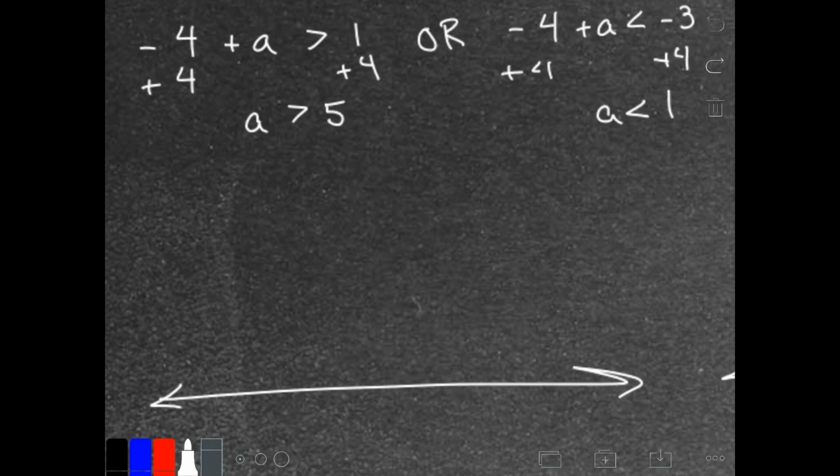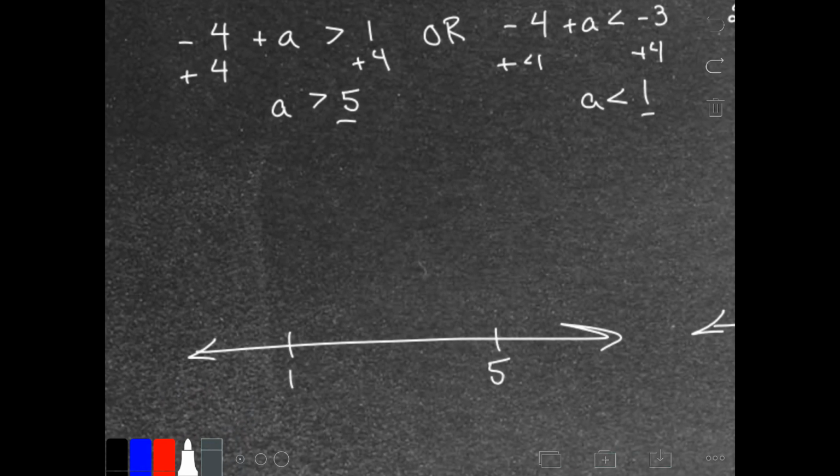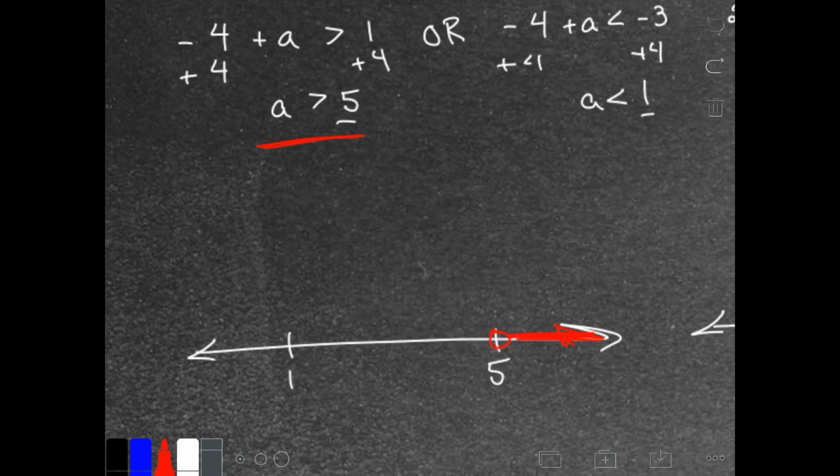So again, look for the smaller of the two numbers. I got a 1, so I'm going to draw 1 here first on the left. And I have a 5, so I'm going to draw my 5 on the right of the number line. Let's graph each of these. A is greater than 5, so open, greater, shaded to the right. A is less than 1, so that is again going to be open, shaded to the left.